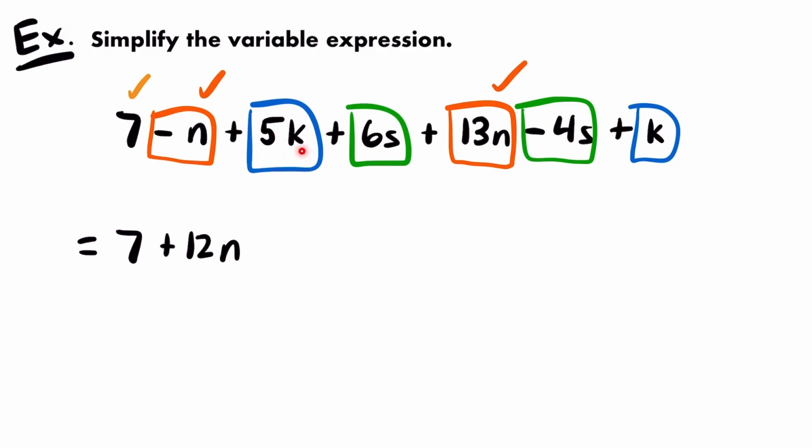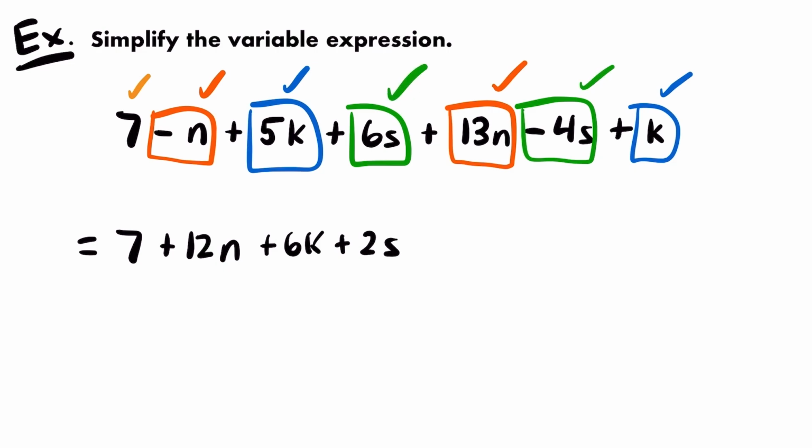Moving on to our next variable term, we have 5k. Its like term is k, so you want to add those two terms. Adding their coefficients, or the number in front of the variable, we have 5 plus 1, which is 6. So we have plus 6k. And then we can check those two terms off. Now we have two terms left, 6s and negative 4s. Combining their coefficients, or adding those together, we have 6 plus negative 4, which is 2. So we have plus 2s. And then we can check those off.